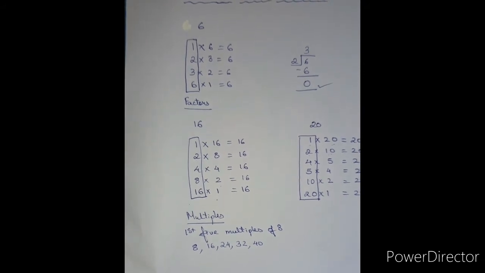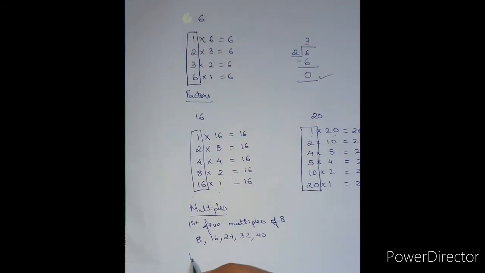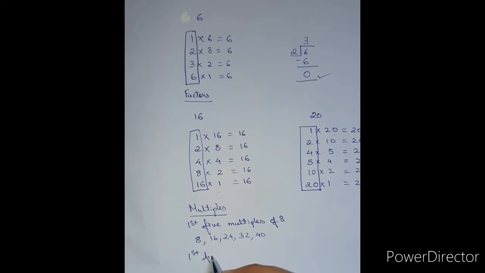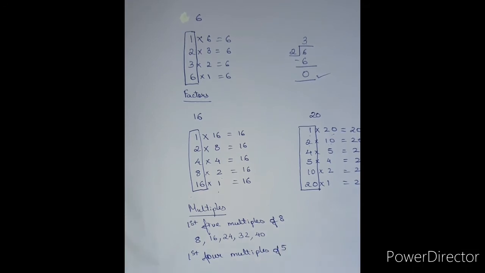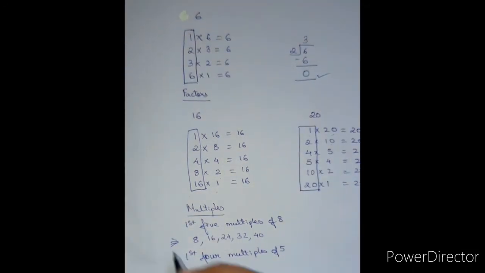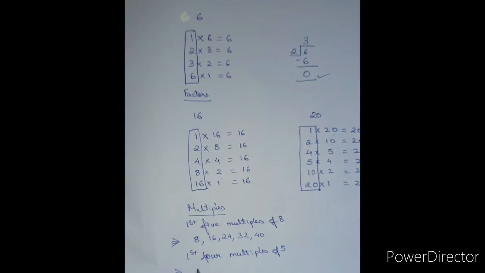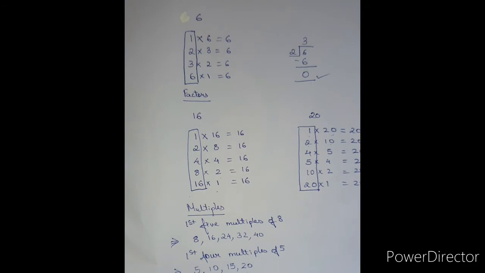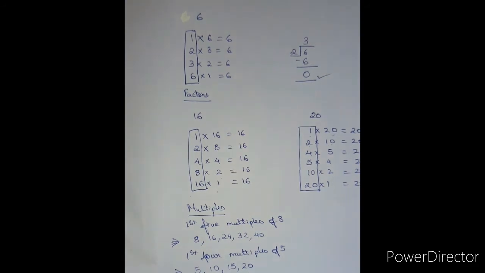Okay, let's take the first 4 multiples of the table 5. First 4 multiples of 5. They will start from 5 ones are 5, 5 twos are 10, 5 threes are 15, 5 fours are 20. 1, 2, 3, 4. So the first 4 multiples of 5 are these.